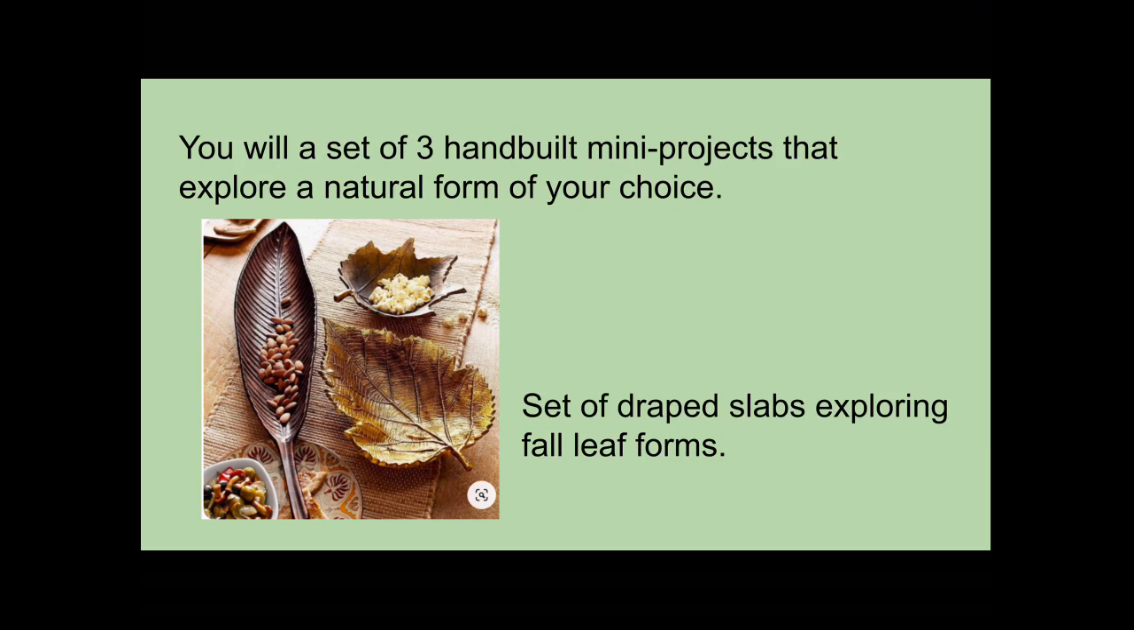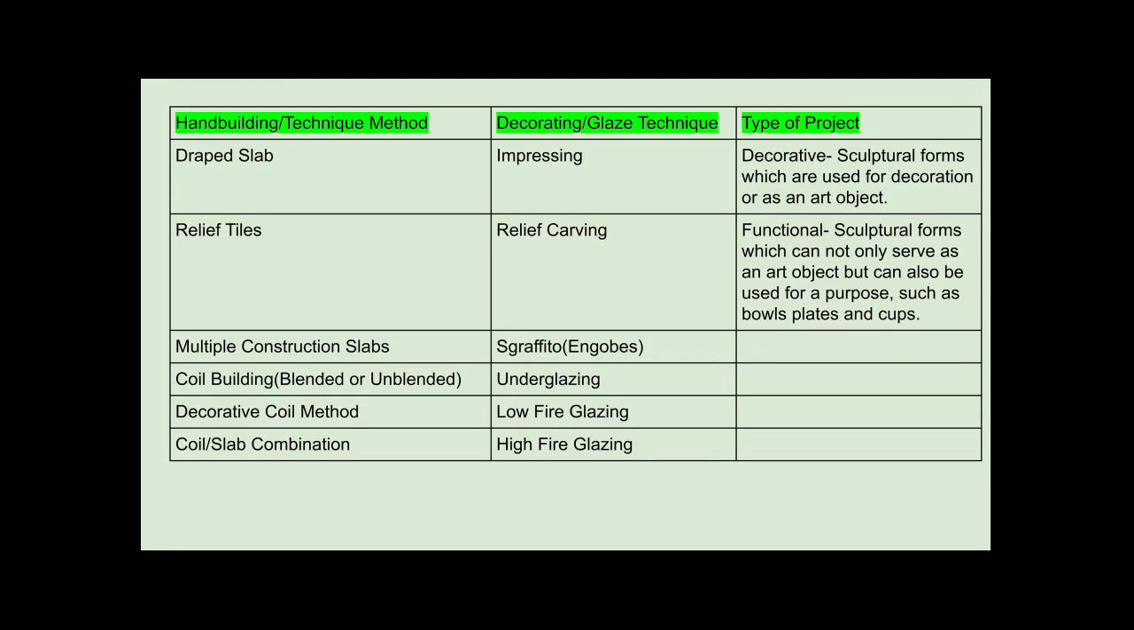You can see this example here that I have of a set of 3 draped slabs exploring fall leaf forms. So you're going to essentially be creating 3 pieces that explore one natural form of your choice. You have this paper currently in front of you if you're with me in class. If you're not in class with me, you'll be seeing this tomorrow.